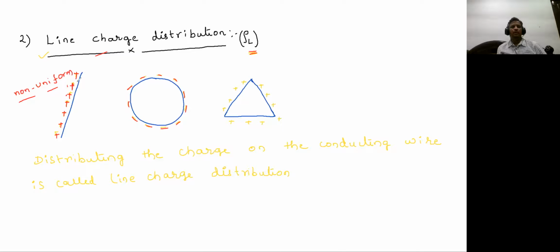To define this rho L, let us try to see what is the total charge on this. Even though these are looking like this is one charge, this is one charge, this is one charge, you cannot say each and every single charge is called Q. What we can assume is the total charge which is distributed on this, let us call it Q. Because this charge is a positive charge, we should always call it plus Q. The total charge on this line conductor is plus Q.